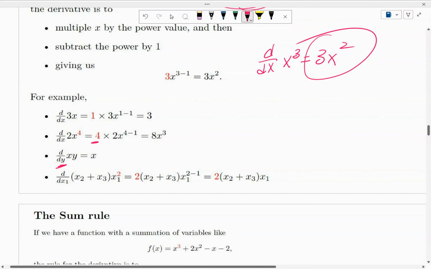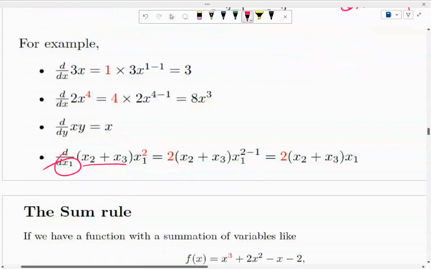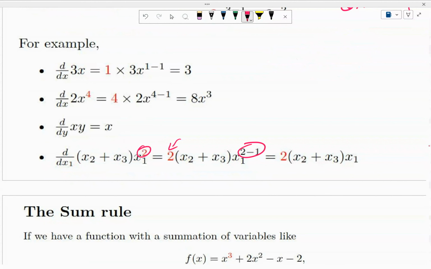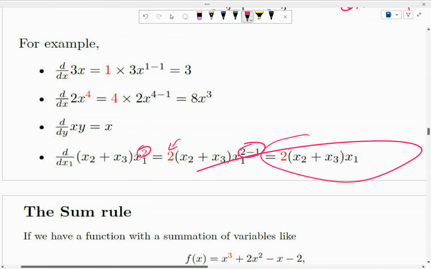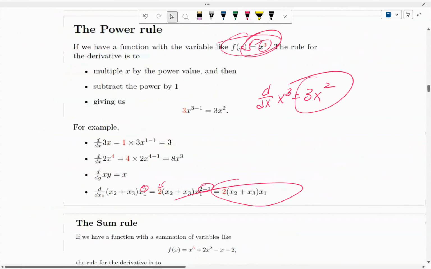Over here, y is the variable. Therefore, x is a constant. So if you move y, this is y to the power of 1. We only get an x. Over here, x1 is the variable. Therefore, these are all constants. So all you do is move 2 down, and 2 minus 1 is just equal to 1. So the power rule is, this is it, right?